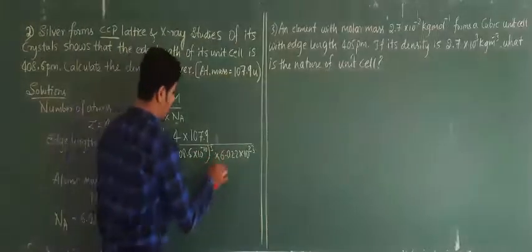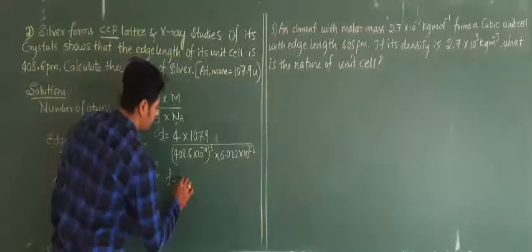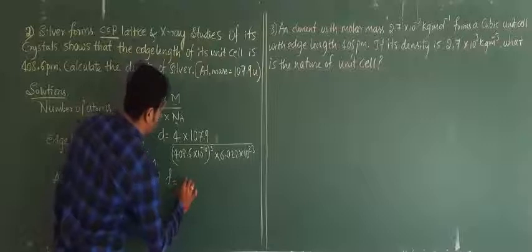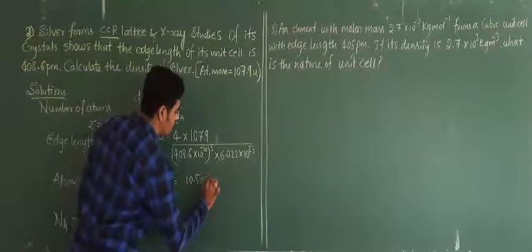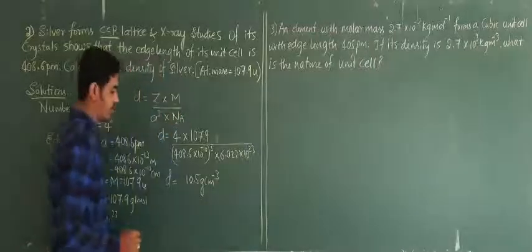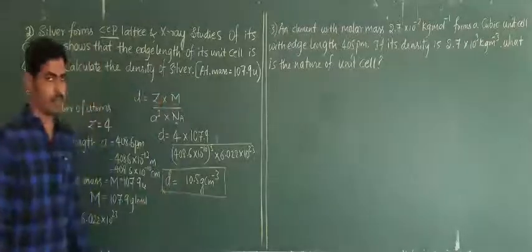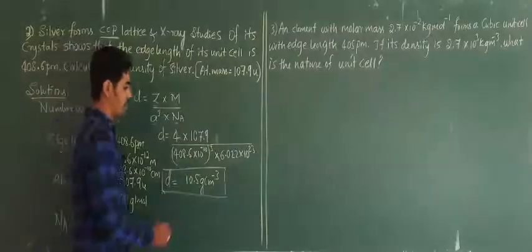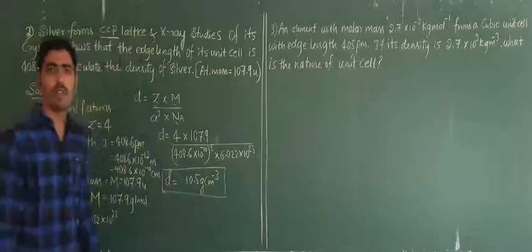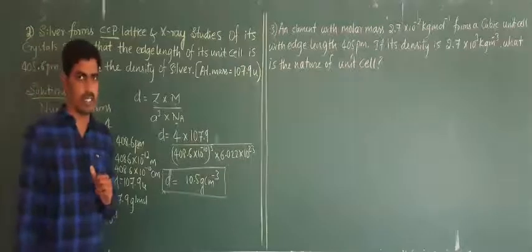So after simplification, you will get the value 10.5 gram per cubic centimeter. So this is the density of the silver. So you have to simplify this first. Okay. So this is how we calculate the density of the unit cell.